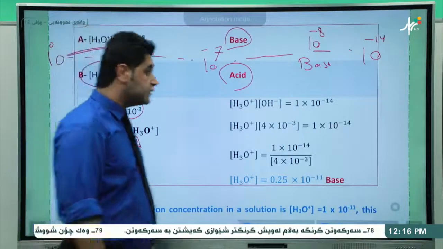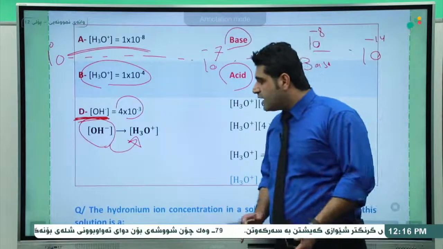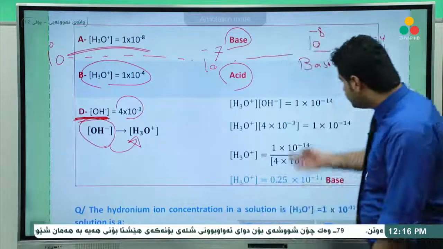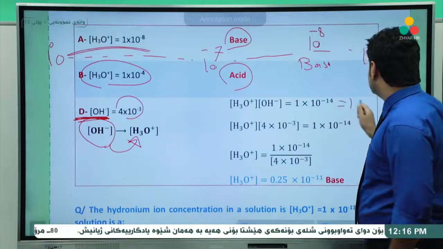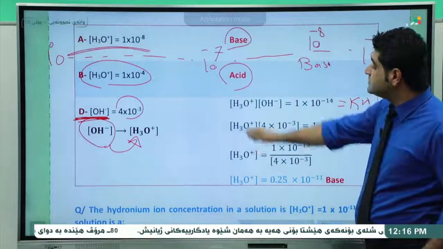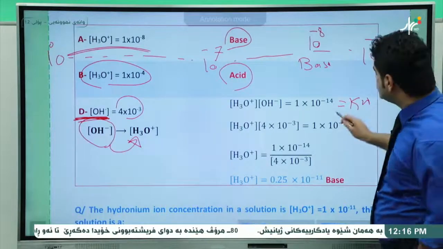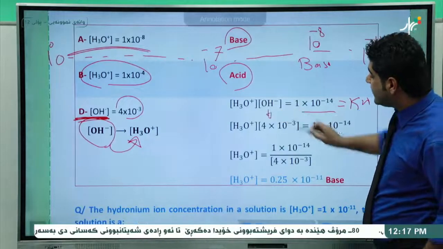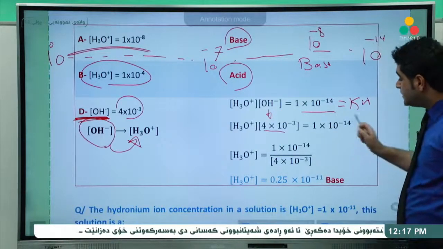Well, I know that thing. You told me many times. But please show me how to convert this, how to do that. I need this. Well, look. We have the KW equation. KW is equal to hydronium times hydroxide, which is equal to 1 times 10 to the negative 14. So we have the hydroxide ion concentration, 4 times 10 to the negative 3, is equal to that one.